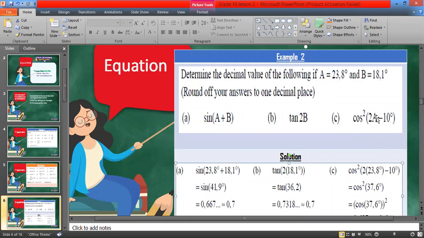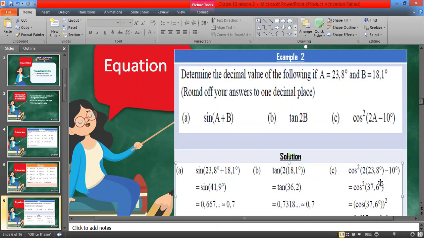All right. So now, given that A is 23,8 degrees, find cos squared of 2A minus 10. So substitute your 23,8 in for your A. We have cos squared of the bracket 2 times 23,8 minus 10. Okay, then you need to simplify the bracket first. Don't forget your BODMAS. All right, so now I have 2 times 23,8, which gives you 47,6. Subtract 10, that'll give you 37,6. And then we need to find cos squared of 37,6.